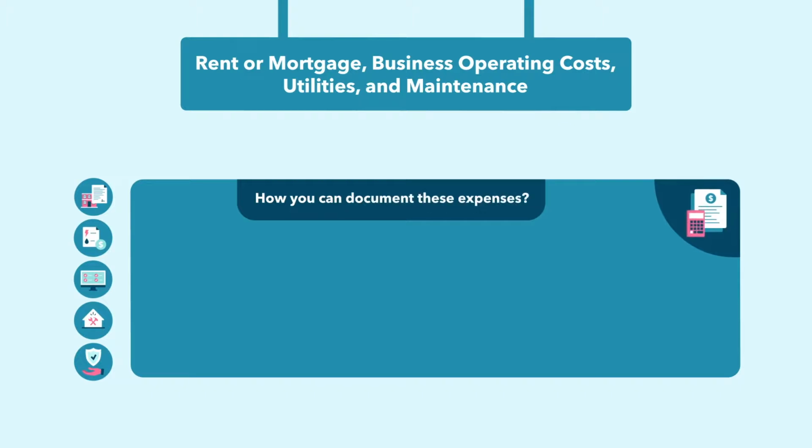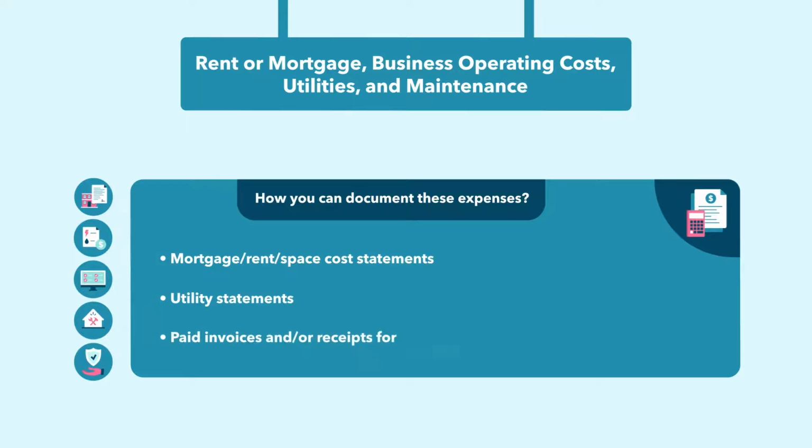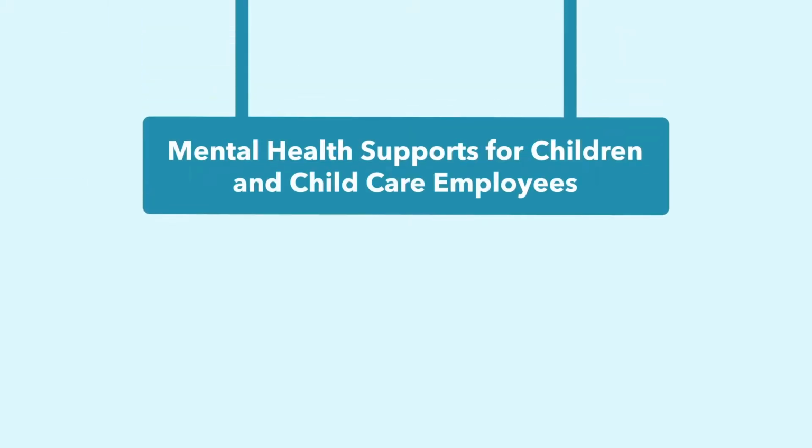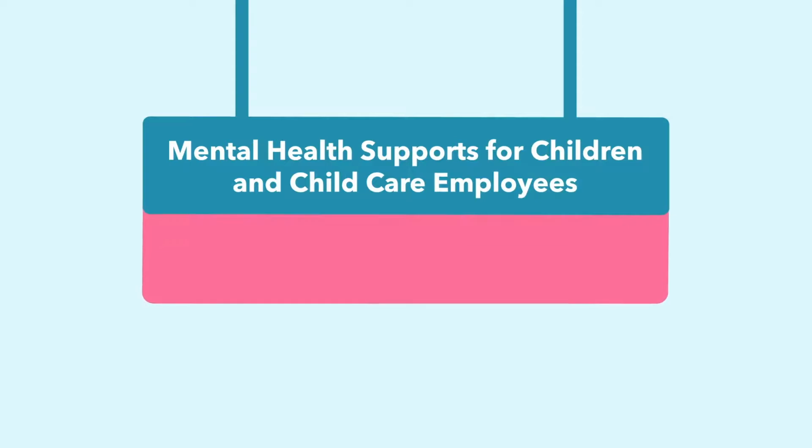How can you document these expenses? Mortgage, rent, space cost statements, utility statements, paid invoices or receipts for purchases of materials and supplies. Mental health supports for children and child care employees.